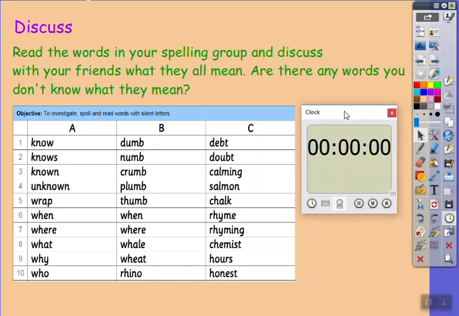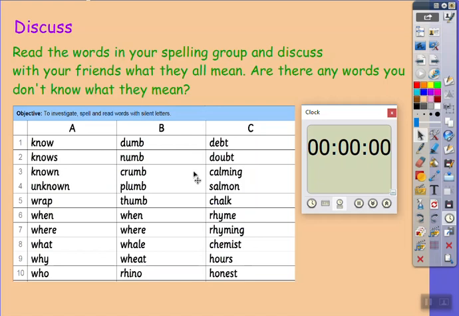Okay, excellent. Well done. I'm just going to have a look at a few of them that you might not know what they are. But if there is a word on your list that I don't go through today and you are not sure what it means, write it on your whiteboard and be sure to ask your teacher what the word means. Okay, let's have a look here.